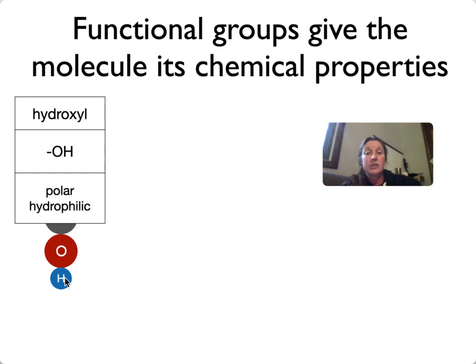Now, hydroxyl groups should kind of remind you of water. They are, in fact, polar. Just like we saw with water molecules, the electrons spend more time around the oxygen than they do the hydrogen. So there's a slight distribution of charge here. And because hydroxyl groups are polar, that means they like water, and they're going to dissolve well in water. So we say that they are hydrophilic. This means water loving.